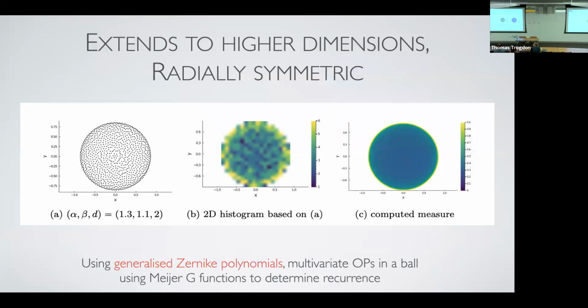Finally, I won't go into details, but a nice thing is that this all generalizes to higher dimensional problems, where instead of Jacobi polynomials or ultraspherical polynomials, we have generalized Zernike polynomials. These are multivariate orthogonal polynomials on the disk. We don't know yet how to do annuli, but we're working on it. And this uses Meijer G functions, which earlier this week I said nobody likes, and then a bunch of people said they like Meijer G functions. So apparently there are people who like them.